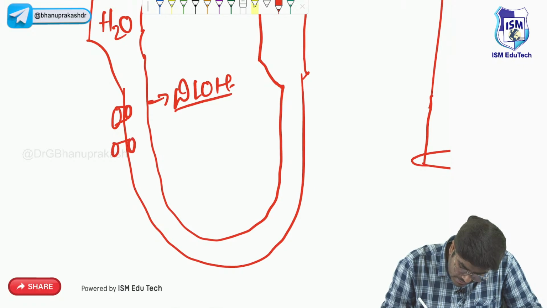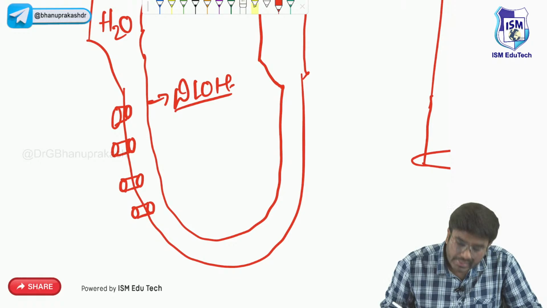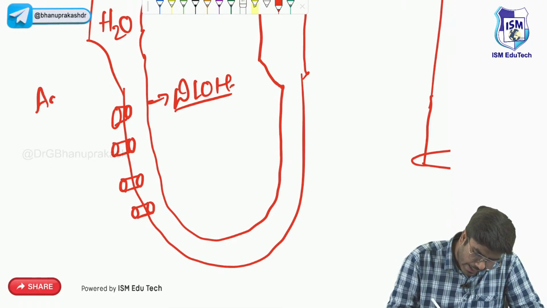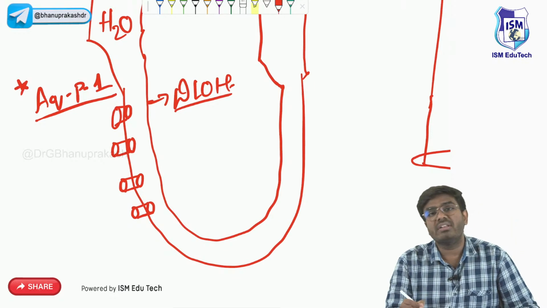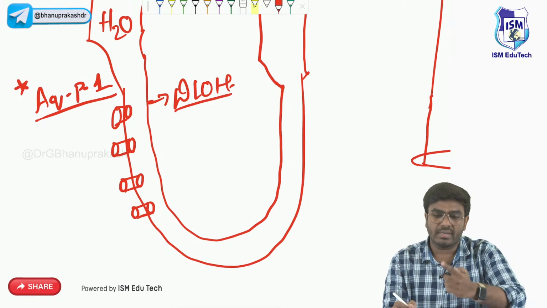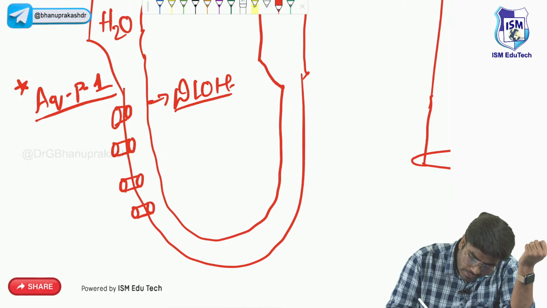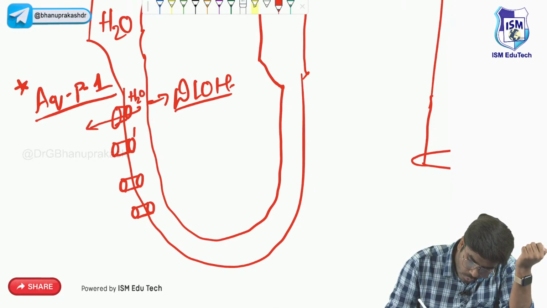These carrier proteins are present in the descending limb of the loop of Henle. What is the name of these carrier proteins? They are called aquaporin 1 channels. MCQ: aquaporin 1 channels are present on the descending limb of the loop of Henle. Now what are these aquaporins doing? They help to reabsorb the water.